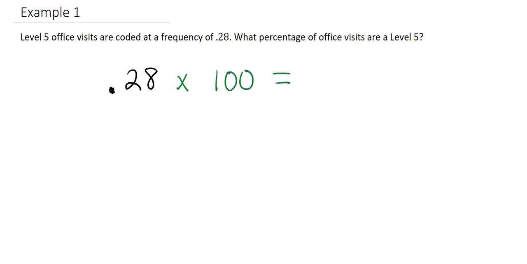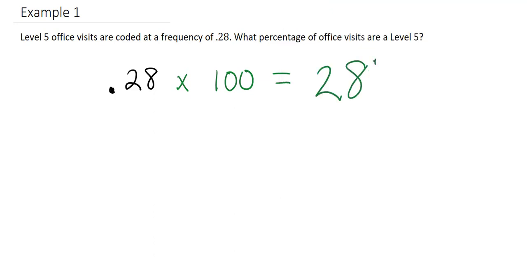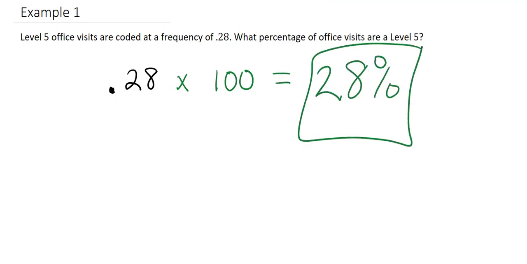So let's go ahead and get our calculator out. 0.28 times 100, and we get 28, and this is our percent. So that would be our solution. Now notice we could have also just moved the decimal to the right twice, and that would have also gotten us to 28. But just to show you, both ways work. So let's go ahead and look at the next example.